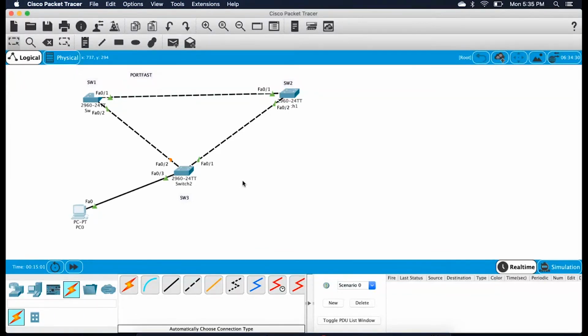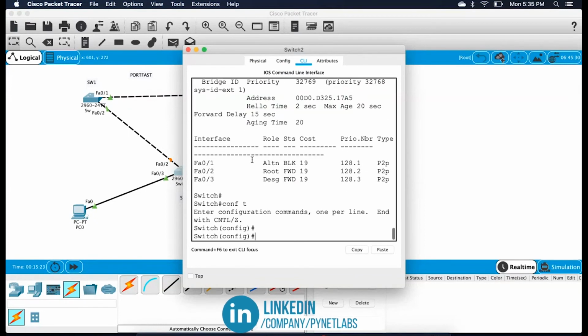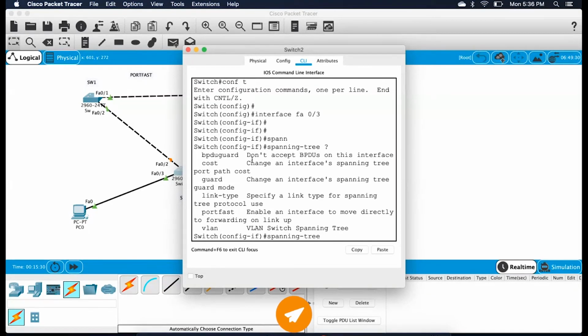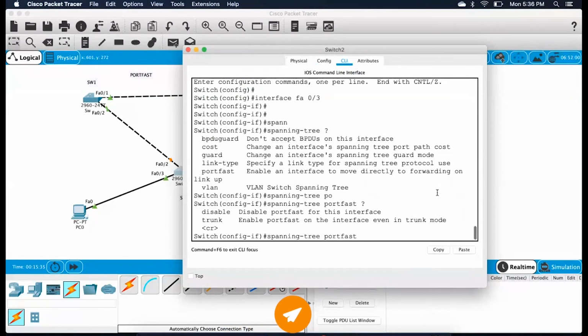That's why, to avoid such exposure of the network to unnecessary users, we configure Portfast on the ports that are connected to end devices, so that STP is not calculated or doesn't work on these ports or links. So how do you do that? You go to interface FA0/3, and then you configure it as spanning-tree portfast. Okay, this is the command that you use: spanning-tree portfast, and hit enter.